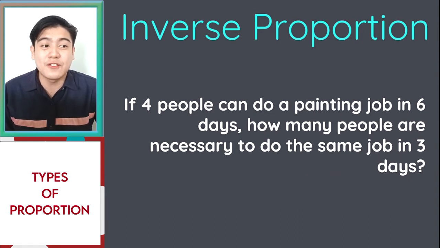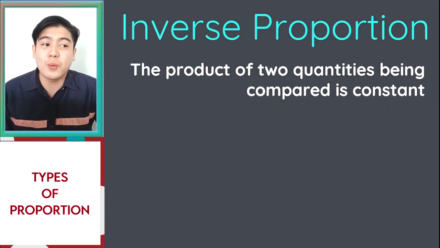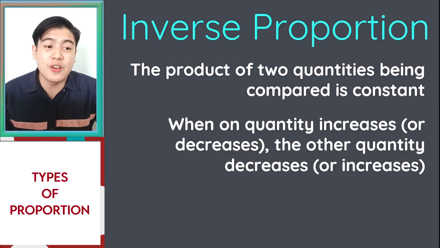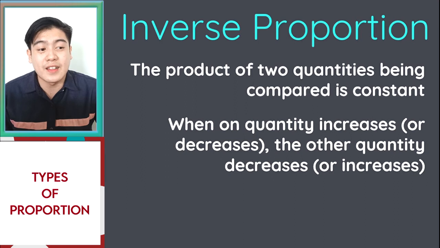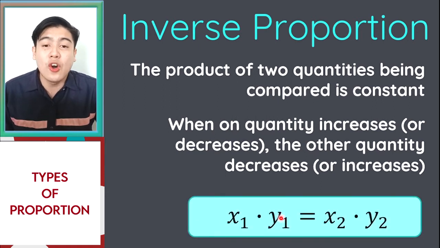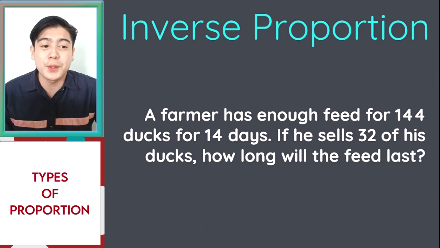And tinatawag din itong inverse proportion because the product of two quantities being compared is constant. And when one quantity increases or decreases, the other quantity decreases or increases. So, paano nga ba sinusulat or sinusolve tong proportion na to? So, we have to multiply or find the product of each ratio. So, equate natin yung dalawang product, which is yung x sub 1 multiplied by y sub 1 equals sa x sub 2 multiplied by y sub 2. So, ganyan siya isolve.